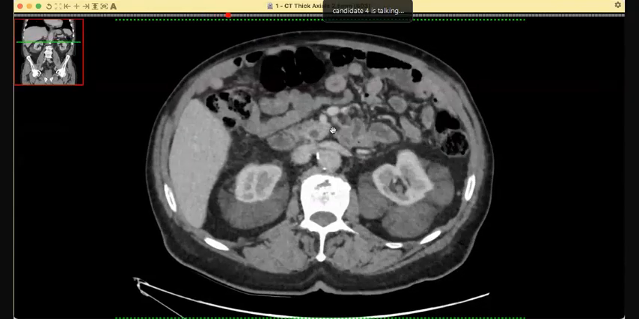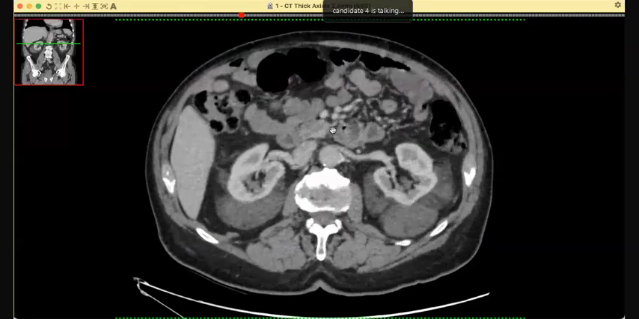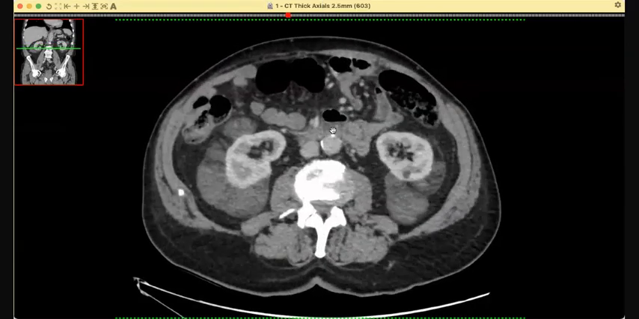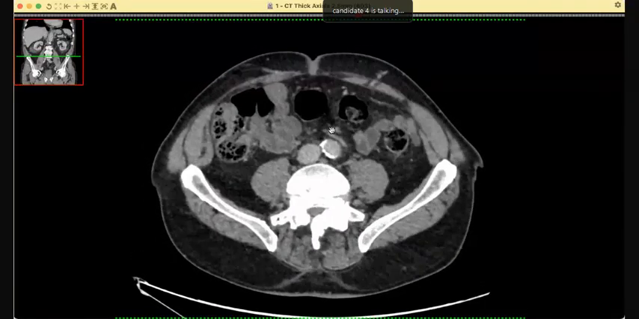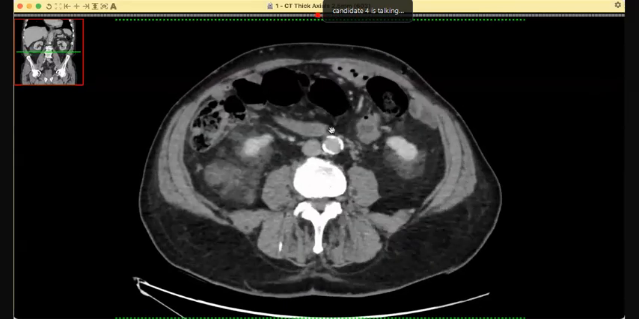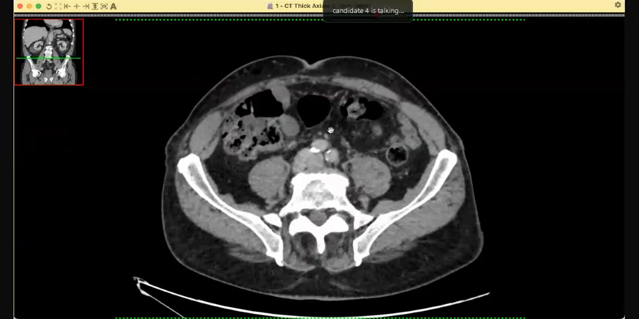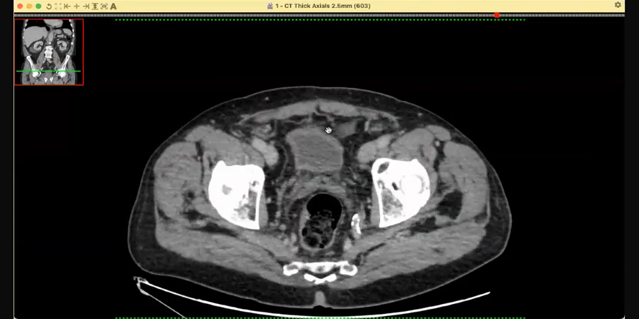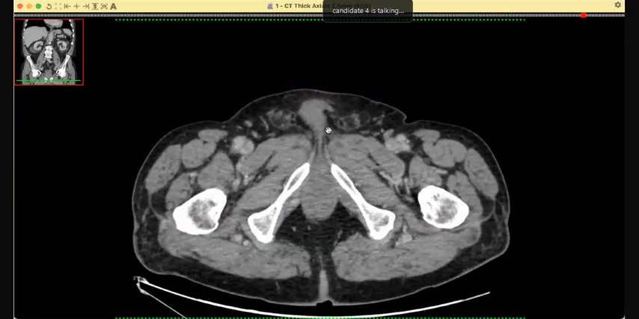Renal vessels appear fine. I don't see any obvious filling defect or any aneurysmal dilatations. I'm trying to trace down the ureters for any filling defect or any lesion. Yeah, I don't see any abnormality in the ureter. The urinary bladder appears collapsed, minimally distended.